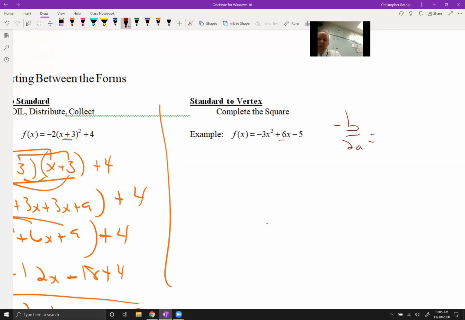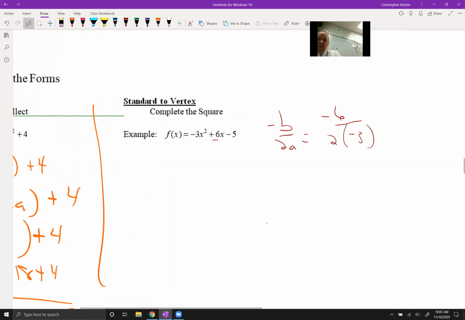So if 6 is b, I'm going to use -6 and 2 times -3. Okay, so I get -6 over -6. So the x value of the vertex, h, equals 1. So far for the vertex, I have 1, and I'm trying to find out that other part of the information. So that means I'm going to plug 1 in here.